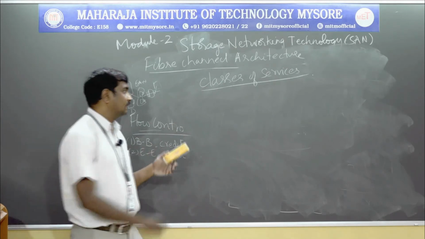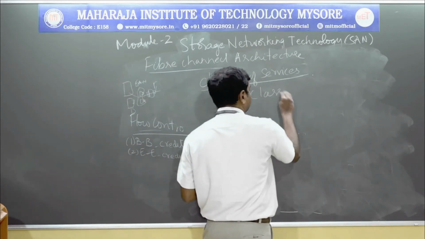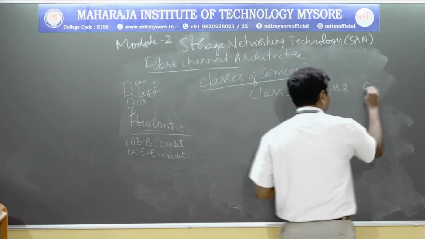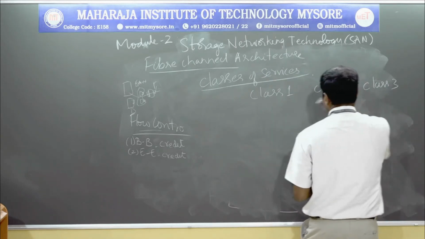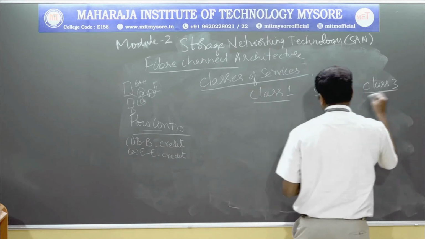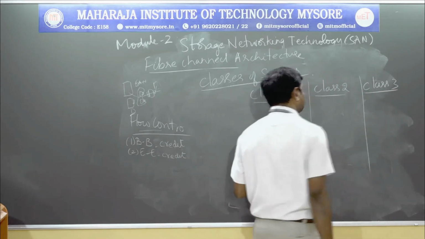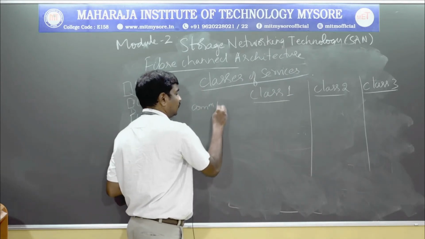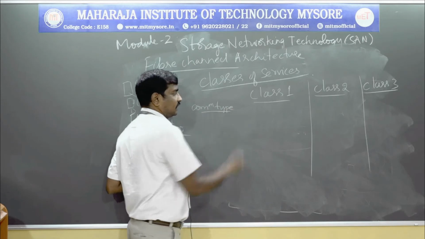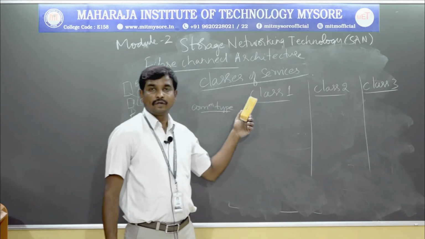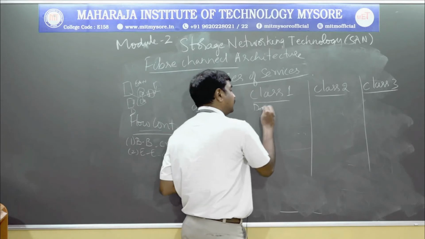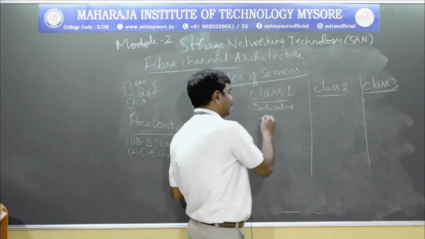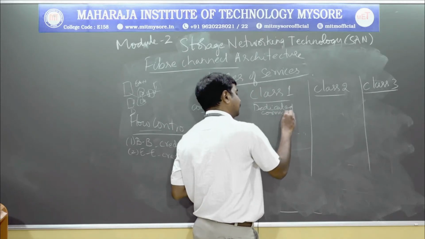So here we are defining class 1 service, class 2 services and class 3 services. Each of class 1, class 2 and class 3 has some service patterns, depending upon the communication capability. For example, if you are checking the communication capability of class 1, class 1 will have dedicated connections.